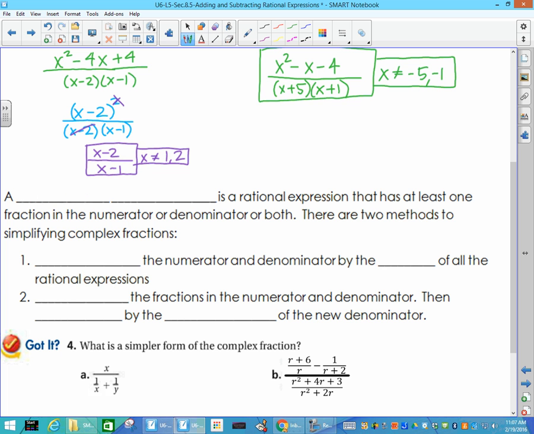A complex fraction is basically just a fraction in a fraction. Okay? A rational expression that has at least one fraction in the numerator or denominator or both. Okay? I'm going to give you an example.